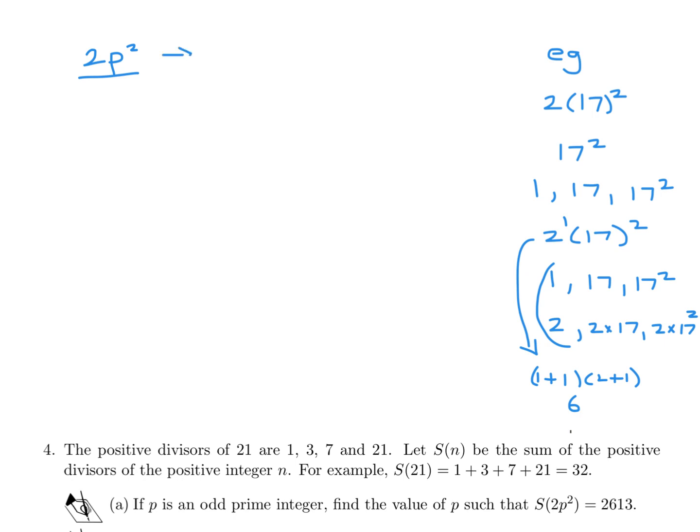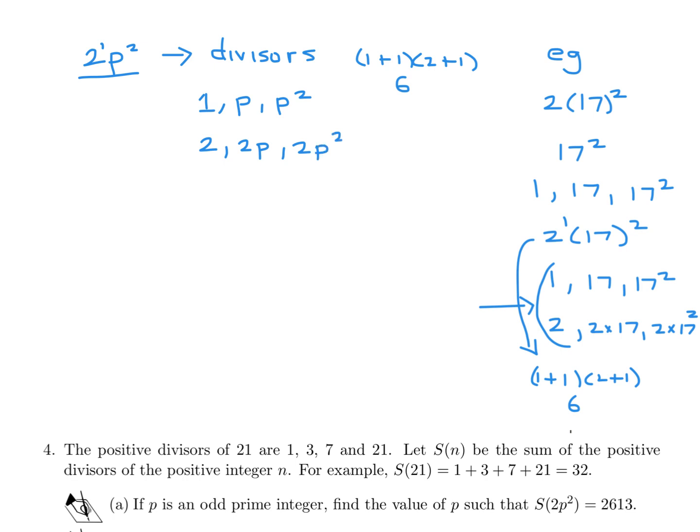So in the same way, the divisors of this one, if you follow the same technique, we're going to have 6 because this is 2 to the power of 1, right? So it's going to be 1 plus 1 times 2 plus 1, the number of divisors, and that's 2 times 3, which is 6. Now I'm going to manually list them. It's very similar to this. It's going to be 1, p, p squared, 2p, and 2p squared. I think those are the divisors.